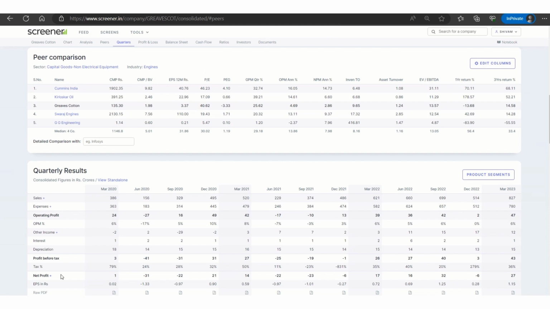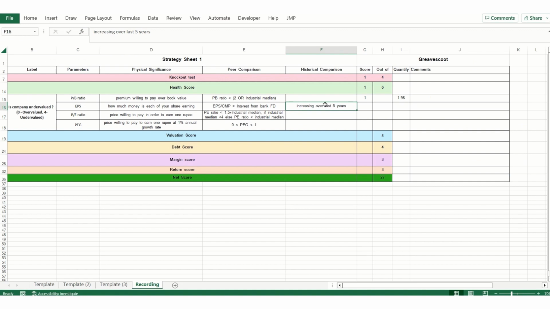Now, since your first criteria is failed, we are not going to look whether your EPS is increasing for last 5 years or not and label it as 0. But for the sake of knowing how to see whether your EPS is increasing over the last 5 years or not, let's first put it here as 2.5%.